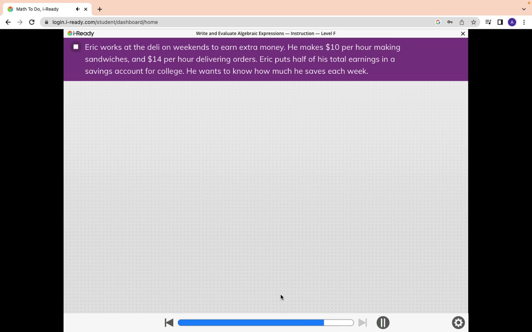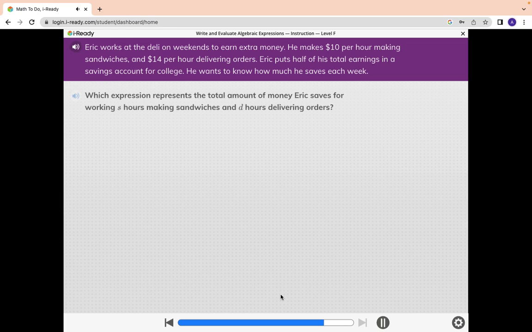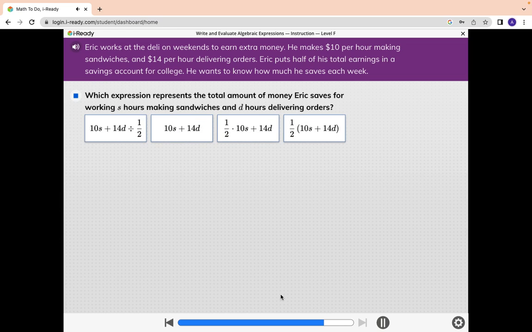Eric works at the deli on weekends to earn extra money. He makes $10 per hour making sandwiches and $14 per hour delivering orders. Eric puts half of his total earnings in a savings account for college. He wants to know how much he saves each week. Which expression represents the total amount of money Eric saves for working S hours making sandwiches and D hours delivering orders? This expression represents it.